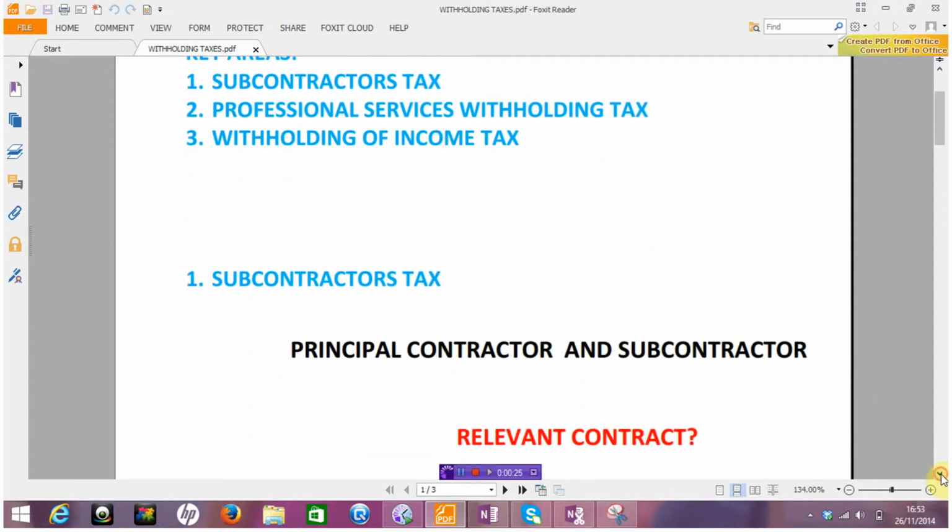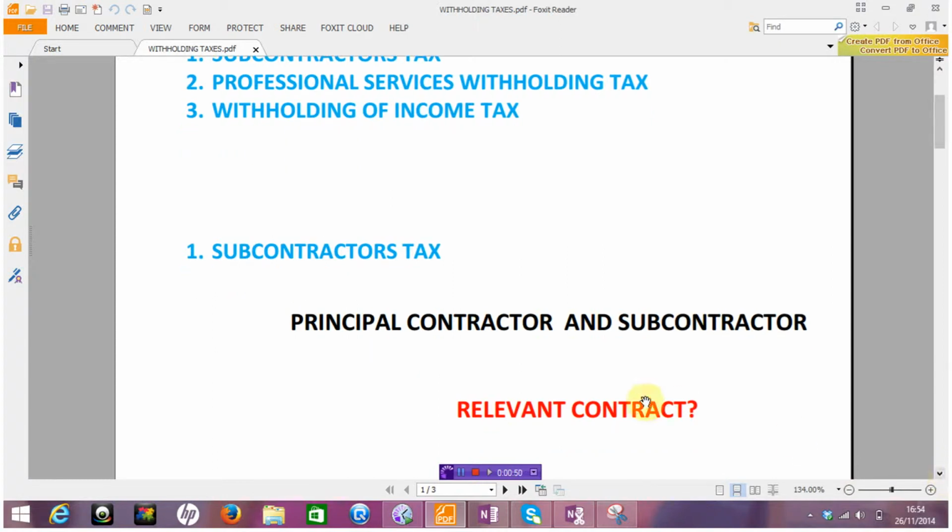Okay, so subcontractors tax, where does it come into play? Well, essentially, the area is between a principal contractor and a subcontractor. So in essence, a subcontractor is providing work or services to a principal contractor, and that is known in the legislation and within tax law as a relevant contract, and this tax is often referred to as relevant contract tax.